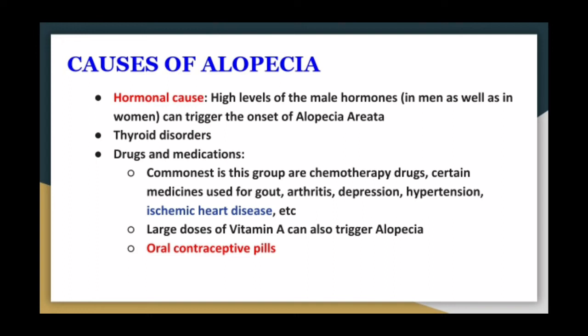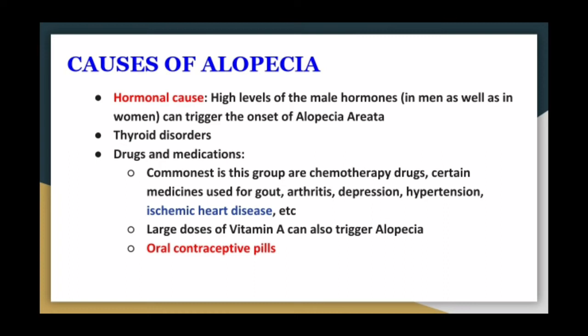Different drugs and medications are also responsible for alopecia, like chemotherapy drugs, anti-cancer drugs, or drugs used for gout, arthritis, depression, hypertension, and ischemic heart disease treatment are also responsible for alopecia symptoms.